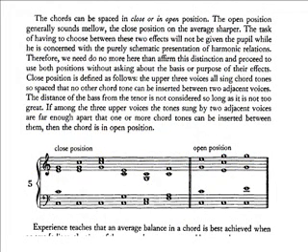Experience teaches that an average balance in a chord is best achieved when no two adjacent voices of the upper three are separated by more than an octave at most, but the bass and tenor can be even farther apart. Of course, if other than this balanced effect is desired, a circumstance irrelevant to our present task, then the voices can and must be spaced differently.